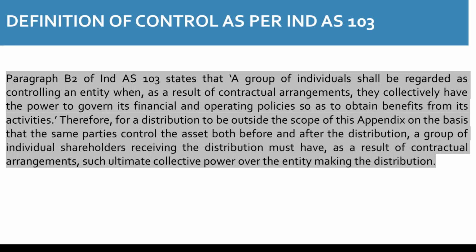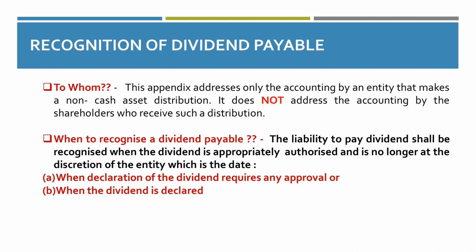So why do they do this? This is because they wanted to obtain the benefits from these activities of the entity. So this is when we say that an entity is controlled by a group of individuals. So let us move ahead with the recognition part of this distribution. We will call this distribution as dividend. Why? Because this is also a distribution to the owners of the company like dividend. So we will call it as a dividend distribution.